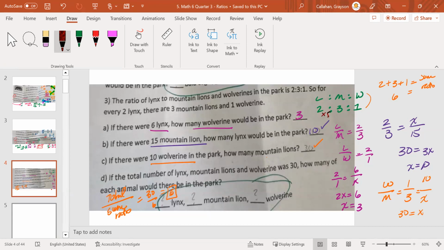2 times 5 is 10, so 10 lynx. 3 times 5 is 15, 15 mountain lions. 1 times 5 is 5, 5 wolverine. If you add these together right here, does that still equal 30? Yeah, so you know you did it correctly. Okay? All right, so let's go on to the next part then. Next page.